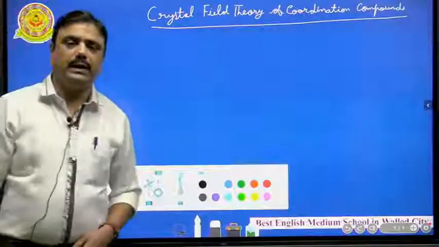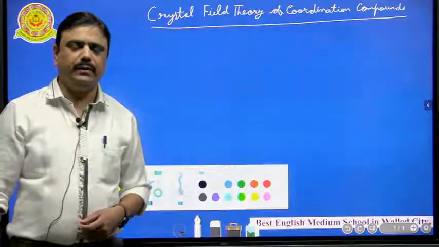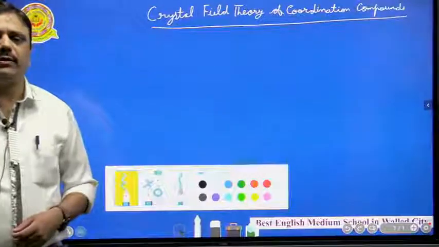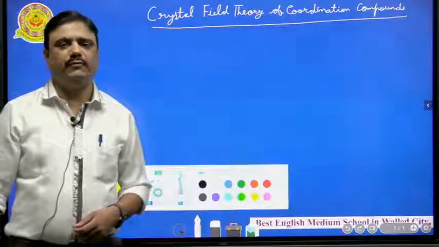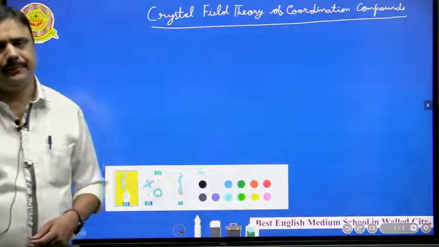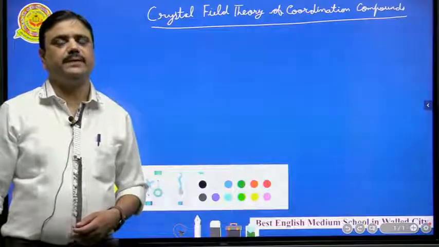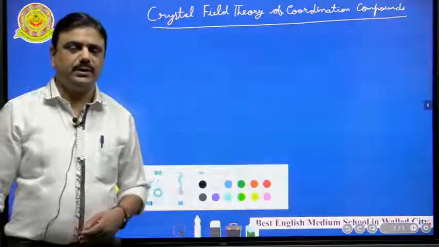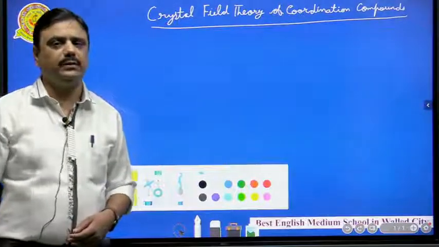Now, as I told you, according to crystal field theory, in the influence of ligands, the degeneracy of d orbitals is disturbed. Two sets are formed. One is of lower energy, one is of higher energy. And this splitting is different in the different types of complexes according to their geometry. So first we will discuss this splitting for octahedral complexes.